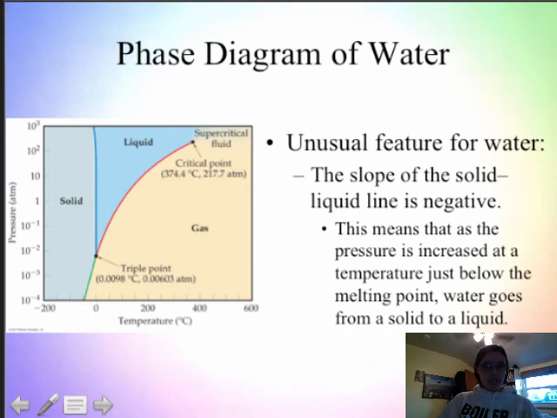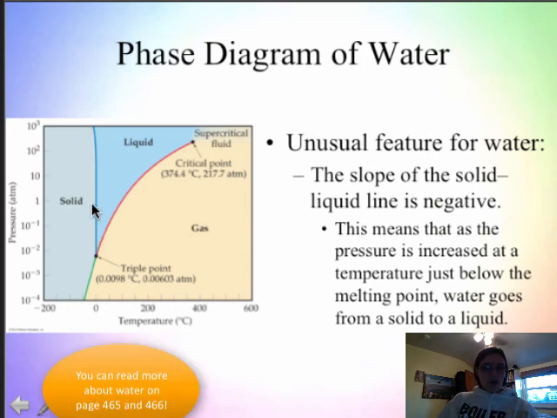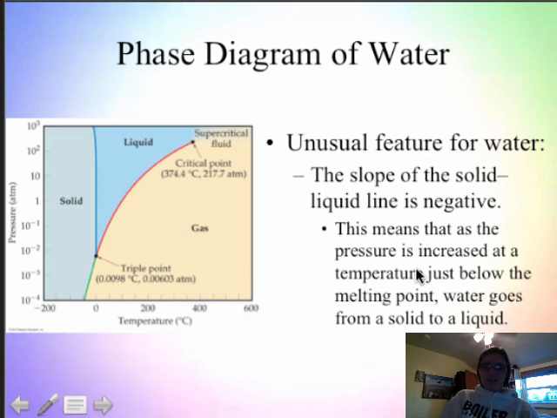Another unusual feature is the slope of the solid-liquid line. Remember I said most phase diagrams, it's going to slope slightly to the right. Well, the slope of this solid-liquid line actually slopes more to the left and it's more negative. This means that as the pressure is increased, the water goes from solid to liquid. And this is because the solid phase is actually less dense than the liquid phase. And so that's why this phase diagram is slightly unique. Remember I said water is almost always an exception to everything, and with phase diagrams, that is still the case.